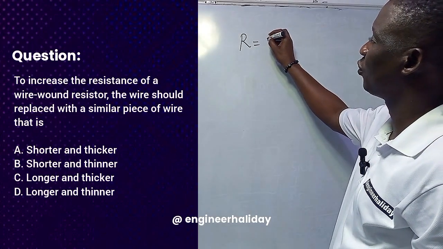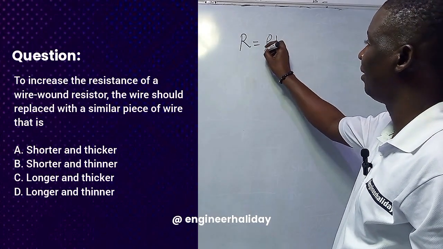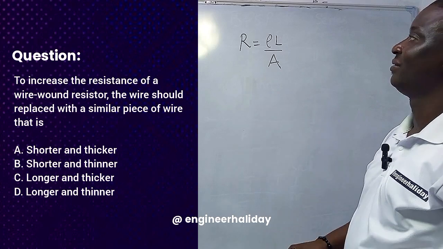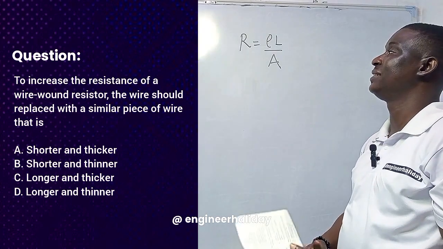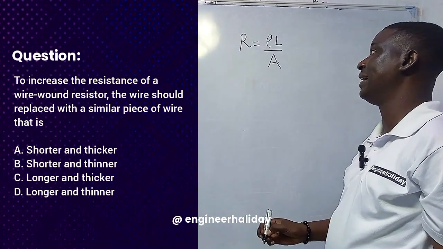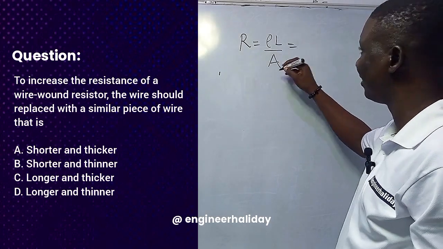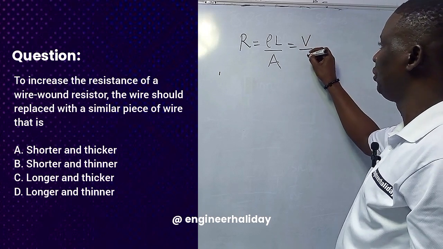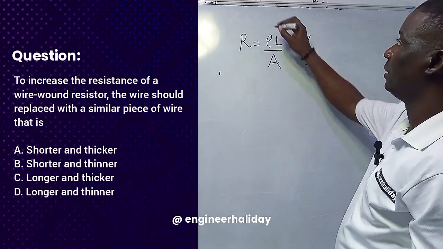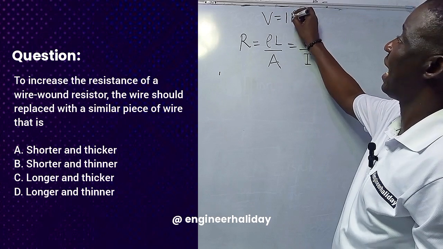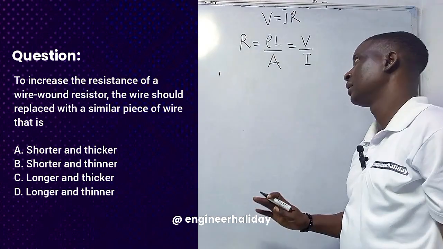Now, resistance is equal to resistivity times L over area. Resistance is equal to resistivity times length over area. Don't forget resistivity. Resistance is also defined as V over I from Ohm's law. Remember that V is equal to IR.